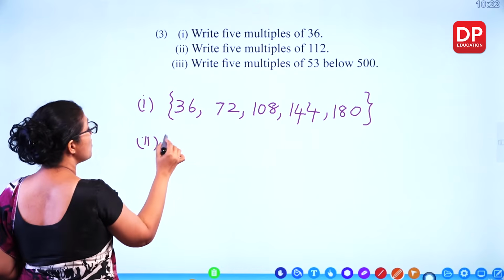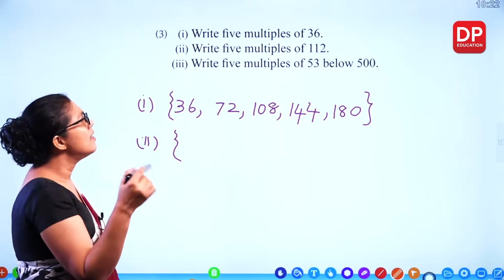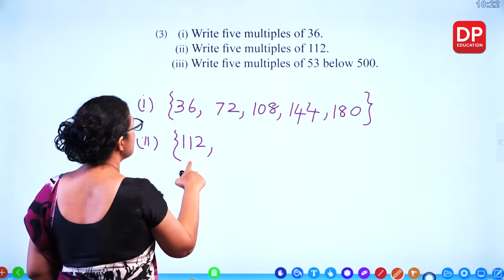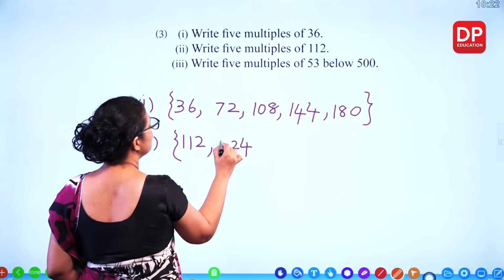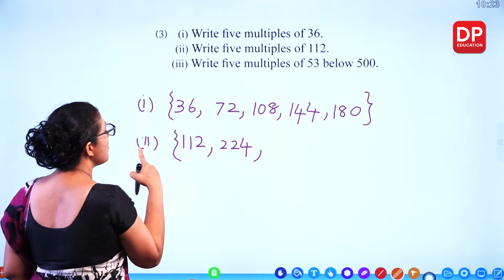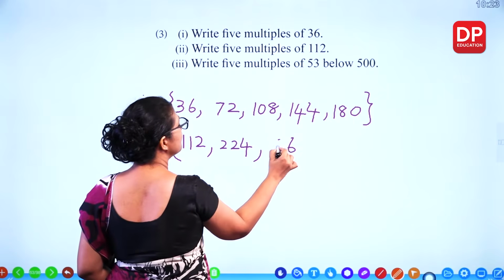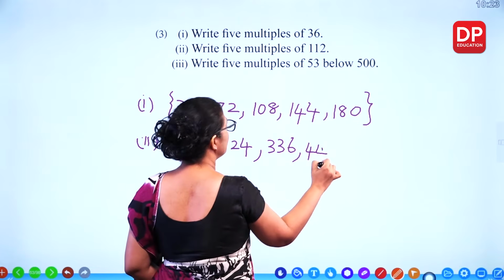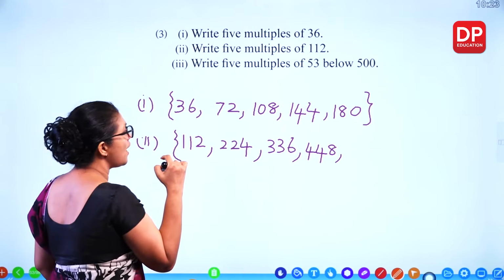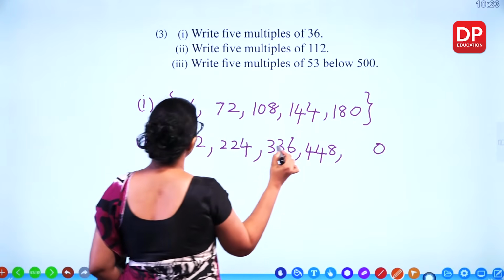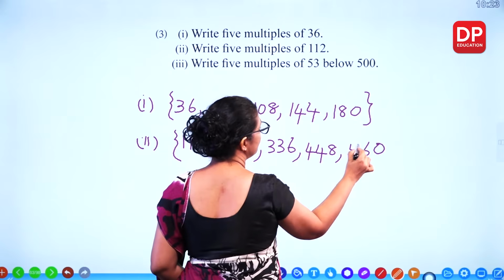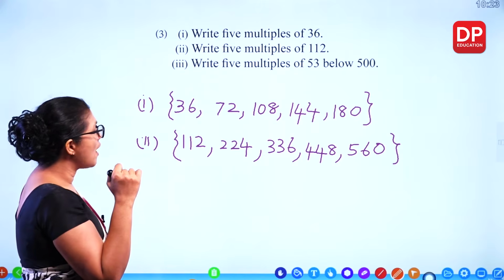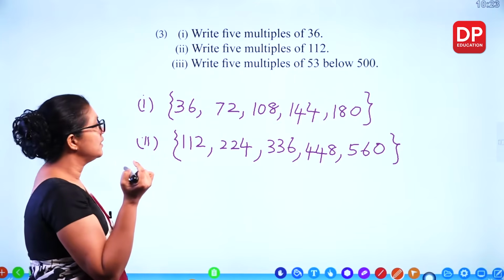5 multiples of 112. So you are adding 112. So starting from 112. Multiplied by 2, 224. Multiplied by 3, 336. Multiplied by 4, 448. Multiplied by 5, 560.